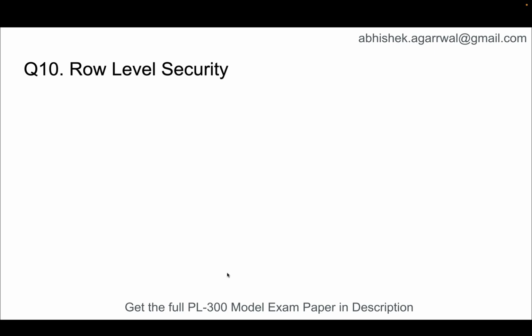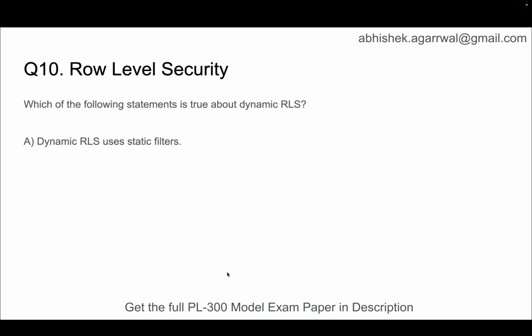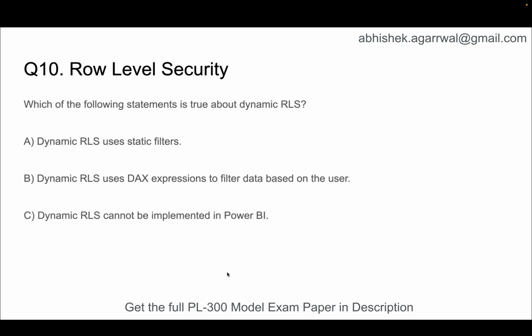Alright, so here is the question. Which of the following statements is true about dynamic RLS or row level security? A. Dynamic RLS uses static filter. B. Dynamic RLS uses DAX expression to filter data based on the user. C. Dynamic RLS cannot be implemented in Power BI. D. Dynamic RLS is the same as static RLS.